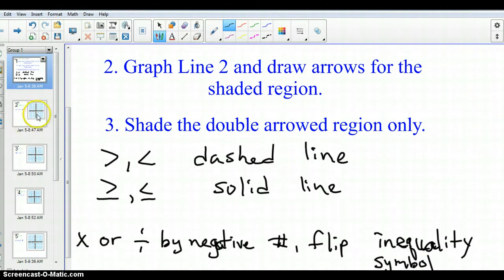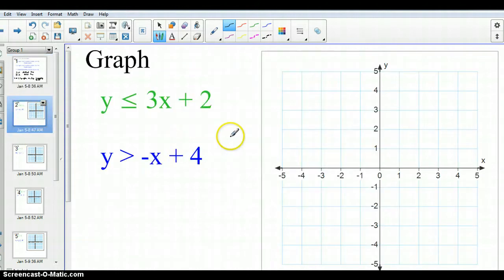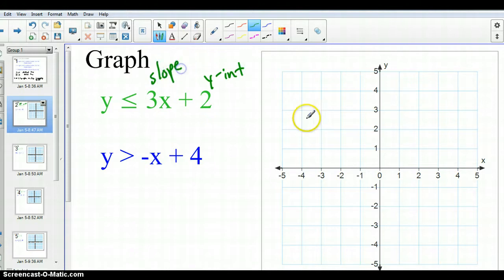Okay, so let's go ahead and try one. These two inequalities, they're both in slope-intercept form. So here's my y-intercept, here's my slope. So plot your y-intercept first. So plot my y-intercept at 2. My slope is 3. Remember, that is 3 over 1.